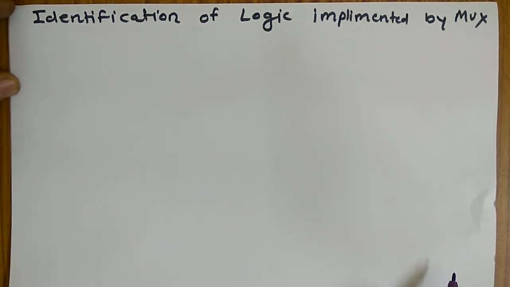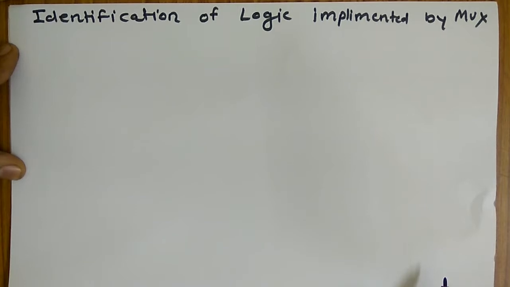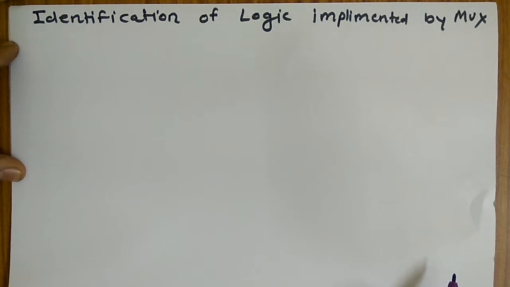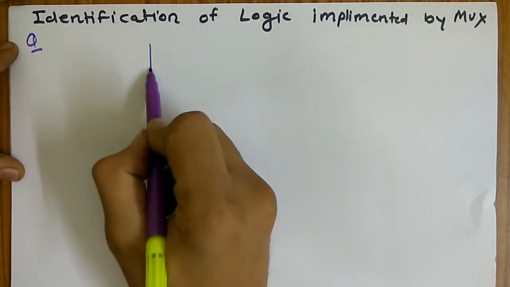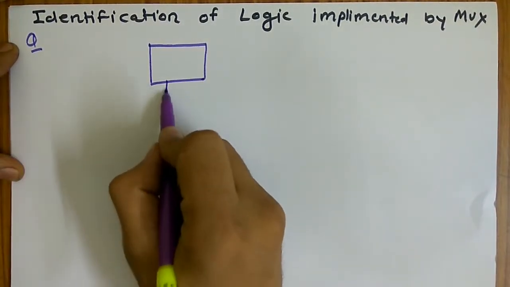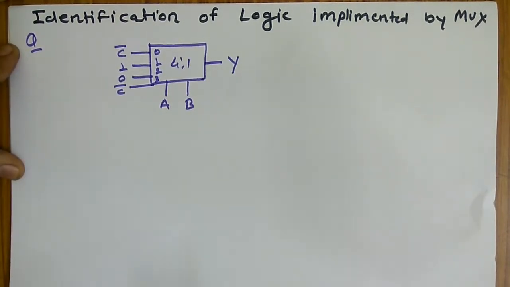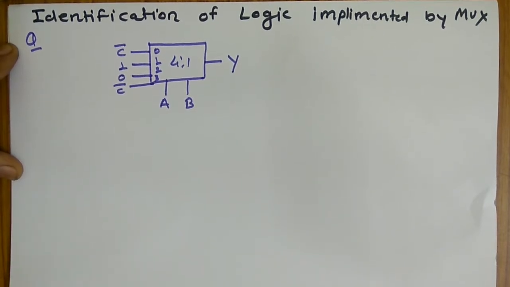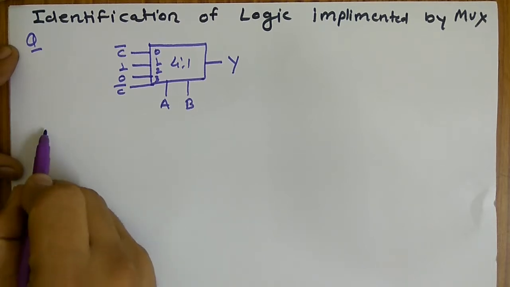So we implemented all the gates using MUX, and in this video we are going to start the identification of logic implemented by MUX. So we will see in a question they will give some MUX, and then we have to check what is the output of that MUX. So I am taking the first example for this one. So guys, this is the example. First, write the boolean expression for this one.